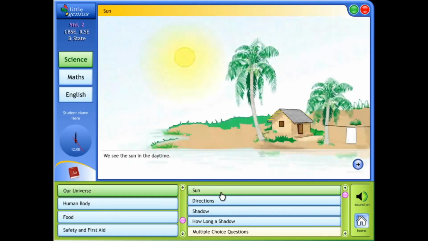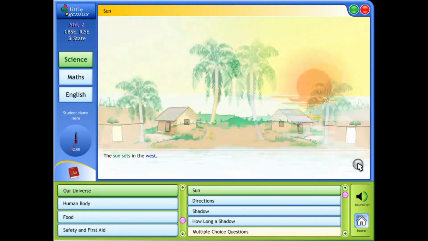The sun. We see the sun in the daytime. The sun gives us heat and light. The sun rises in the east. The sun sets in the west.